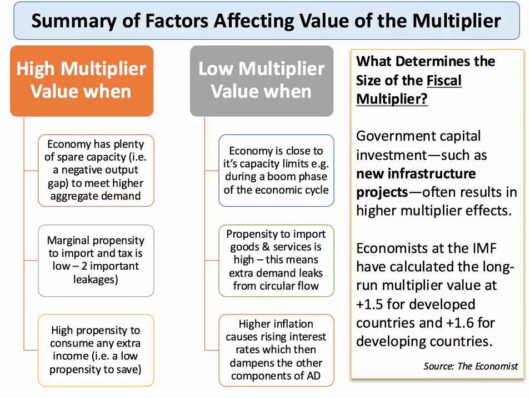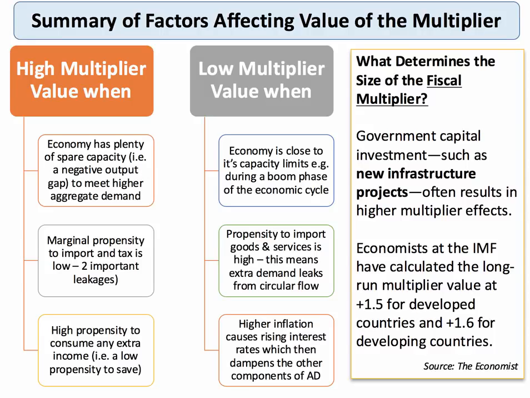And the IMF have done some work on this, quite interesting results. They reckon that in the long run, the multiplier for these kind of big projects is more than 1. It's probably around 1.5 for developed countries, slightly higher possibly for developing countries. I'll leave you to think about the possible reasons why that might be the case.